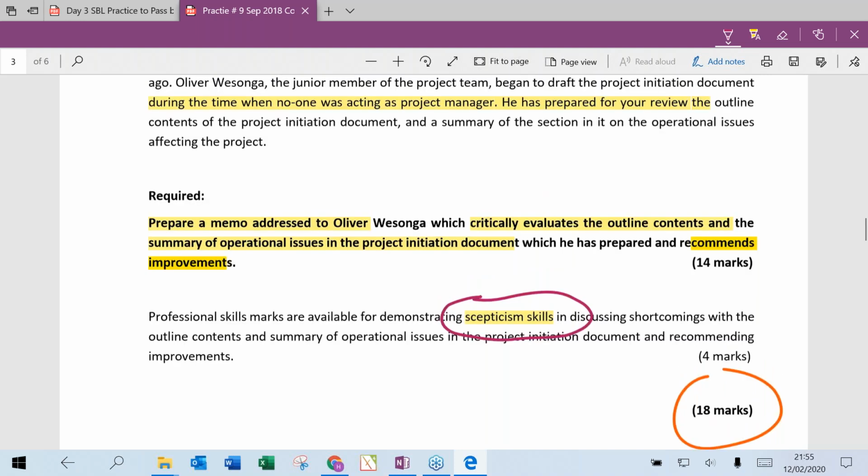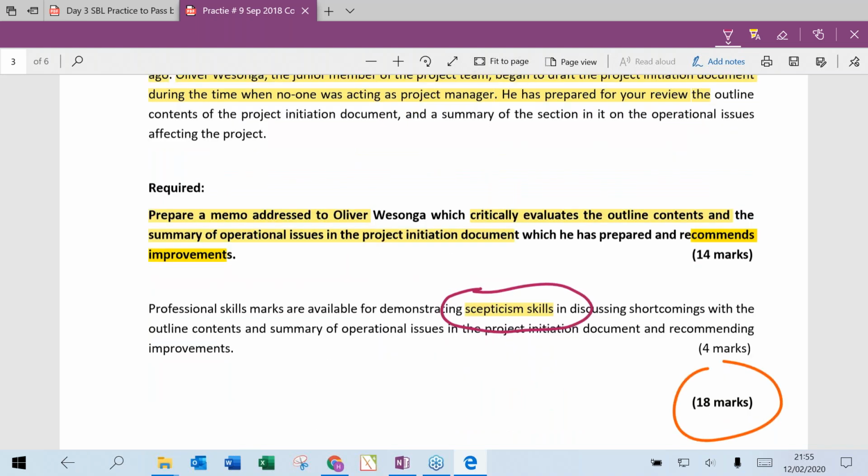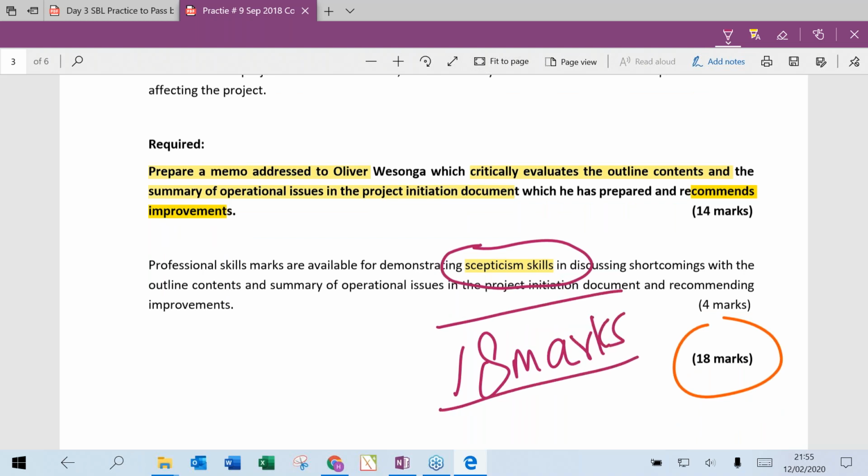Okay. So what's happening so far? I am the newly appointed project manager. There was no project manager for last 1 month, and my junior team member has prepared a PID for my review, and now as the new project manager I'm supposed to review the PID prepared by that junior guy. I'm supposed to identify the shortcomings and then recommend how we can fix those shortcomings in the PID. But the problem here is marks. 18 marks. Now, 18 marks in SBL is supposed to be a very heavy duty question.